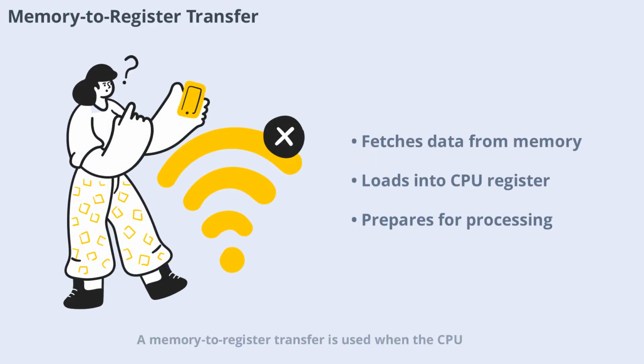A memory-to-register transfer is used when the CPU needs to fetch data from memory for processing. The CPU specifies the memory address, and the data is transferred into a register via the bus. This operation is fundamental to program execution, as instructions and data must be loaded into registers before the CPU can act on them.